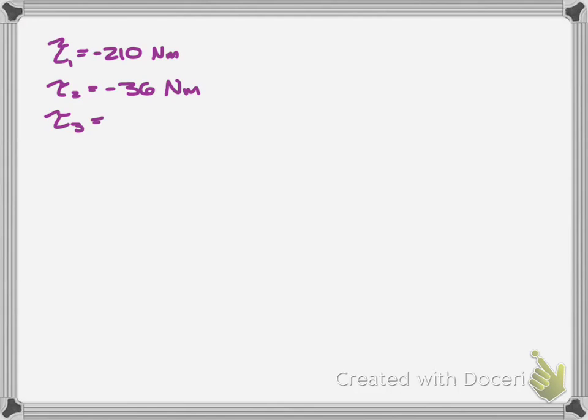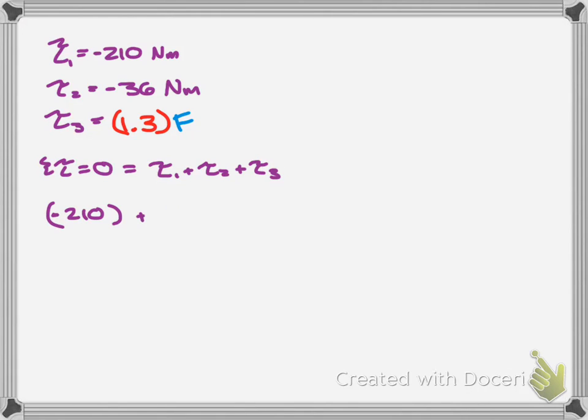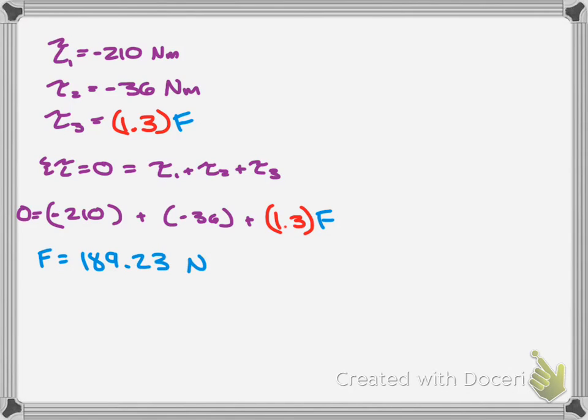Alright, so you know your three torques: negative 210, negative 36, and 1.3 F. You know that your net torque is 0, and that all your torques added together is 0. You substitute in that equation to solve for F. Once you do that, you get that F is equal to 189.23 newtons, which is the force that the man uses with his arms.